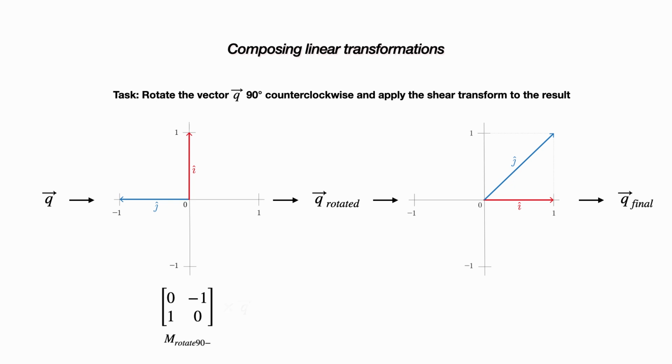Then we multiply the vector Q by this matrix, and then we get Q rotated. Then in the next step, we need the matrix for the shear transform, and we will call this matrix M shear. So what we do is we take the Q rotated and multiply with this new matrix. This results with the vector Q final. So we needed to do a couple of steps to actually finally reach the vector Q final.